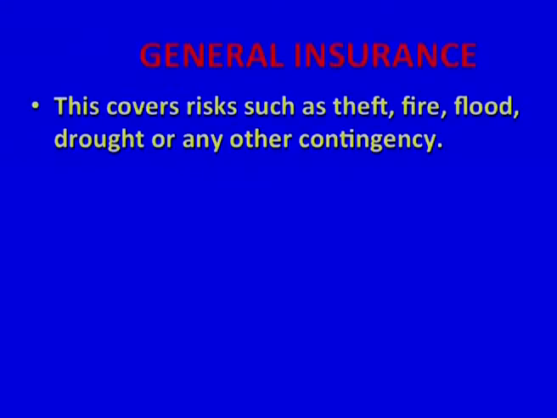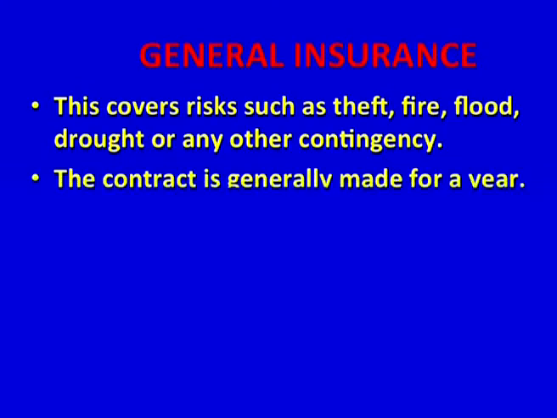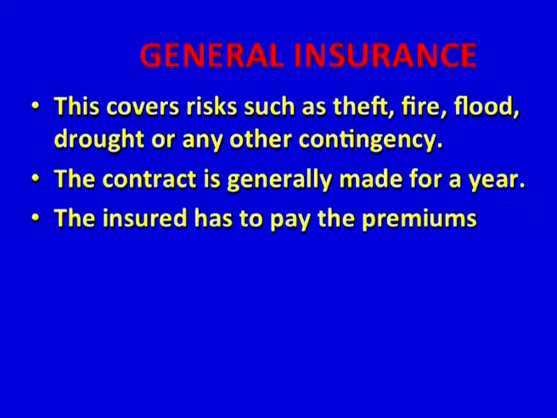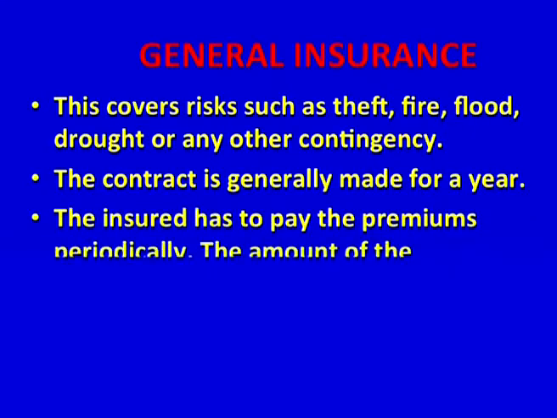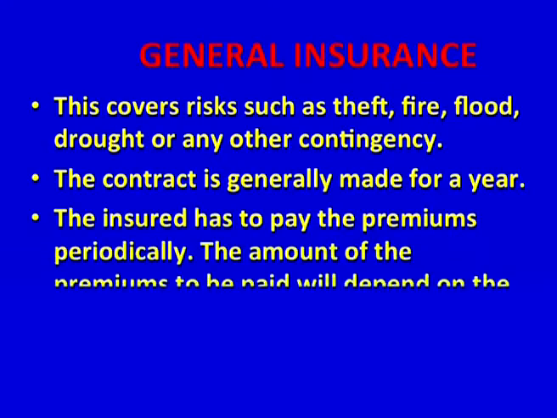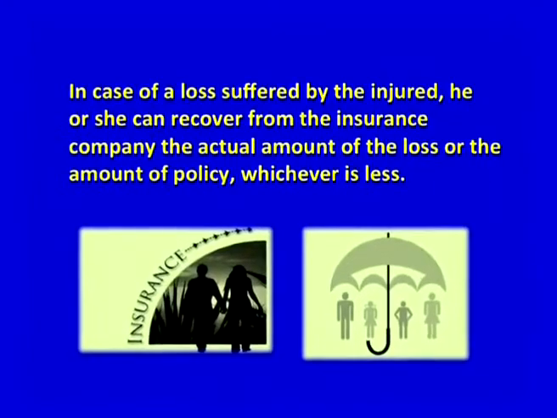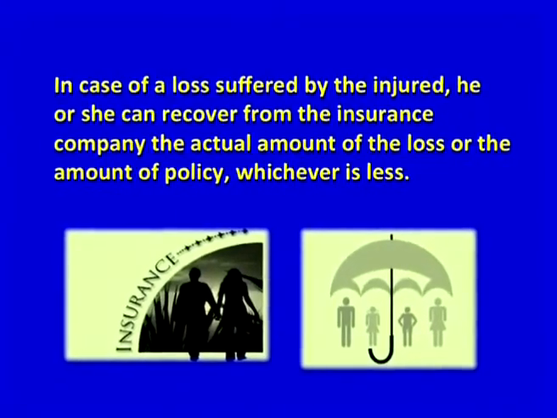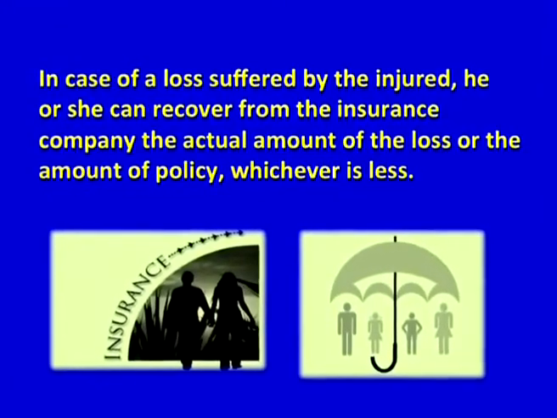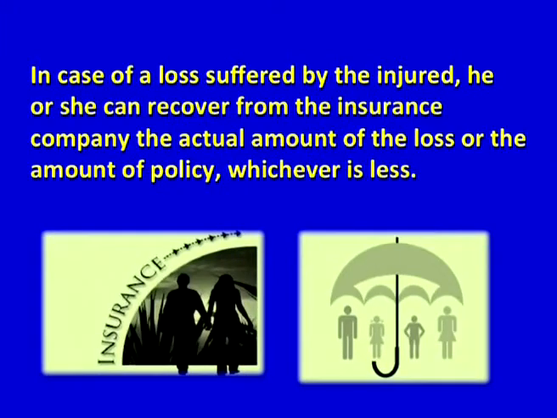General insurance. This covers risks such as theft, fire, flood, drought or any other contingency. The contract is generally made for a year. The insured has to pay the premiums periodically. The amount of premiums to be paid will depend on the amount for which the contract is drawn up. In case of a loss suffered by the insured, he or she can recover from the insurance company the actual amount of the loss or the amount of policy, whichever is less.